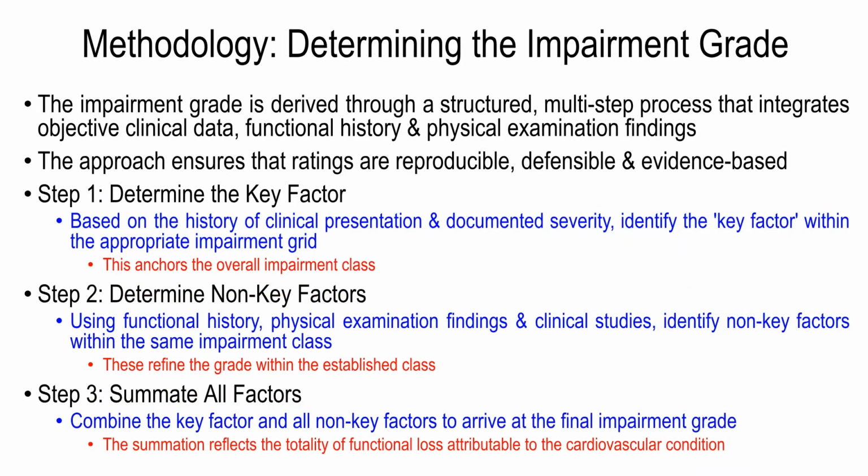Determining the impairment grade follows a structured, three-step methodology. Step 1 is determining the key factor, which anchors the overall impairment class. Step 2 identifies non-key factors to refine the grade. Finally, Step 3 involves summating all factors for the final impairment grade.